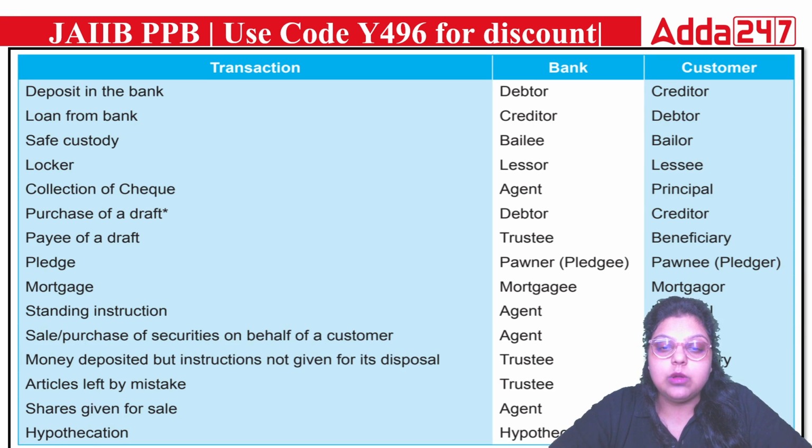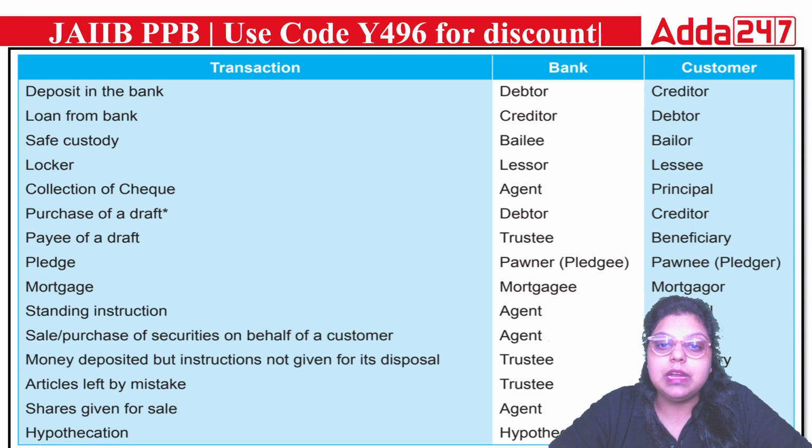Apart from that, if I purchase a draft, the bank will be a debtor and I will be a creditor. Why am I a creditor? Because I am giving money to the bank, and on behalf of that money the bank is giving me a draft. So the bank will be a debtor and I will be a creditor. Second, if I am paying a payee of a draft, in that case the bank will be a trustee and I will be a beneficiary because I will get the money of the draft.